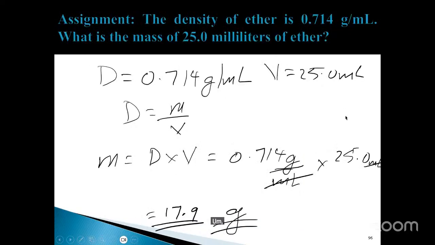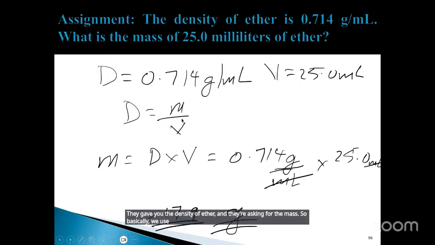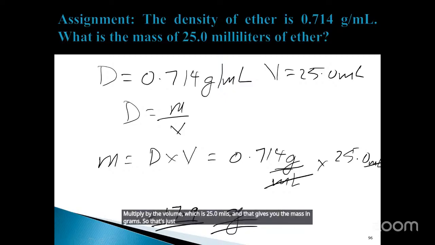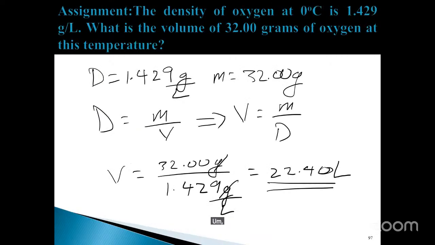In this particular case, they gave you the density of ether, and they're asking for the mass. So basically, we use the density is equal to mass over volume formula. The question is asking for the mass, so the mass will be equal to the density times the volume. The density is 0.714 grams per mil, multiplied by the volume, which is 25.0 mils, and that gives you the mass in grams. So that's just basically a simple calculation involving density.